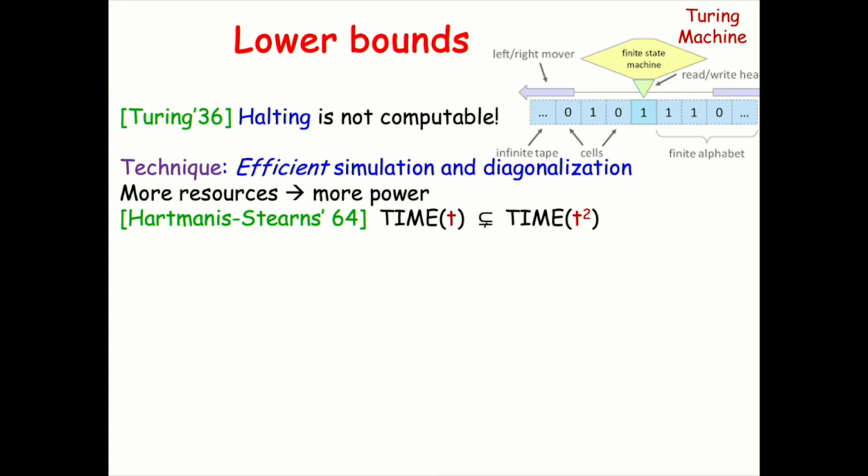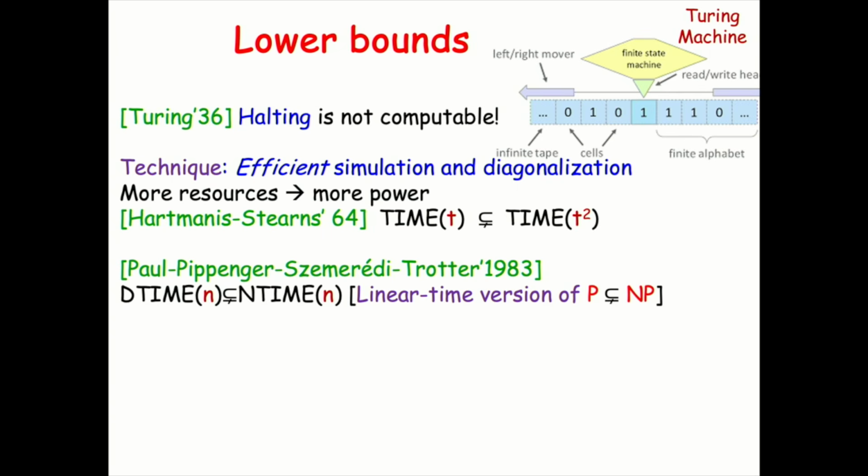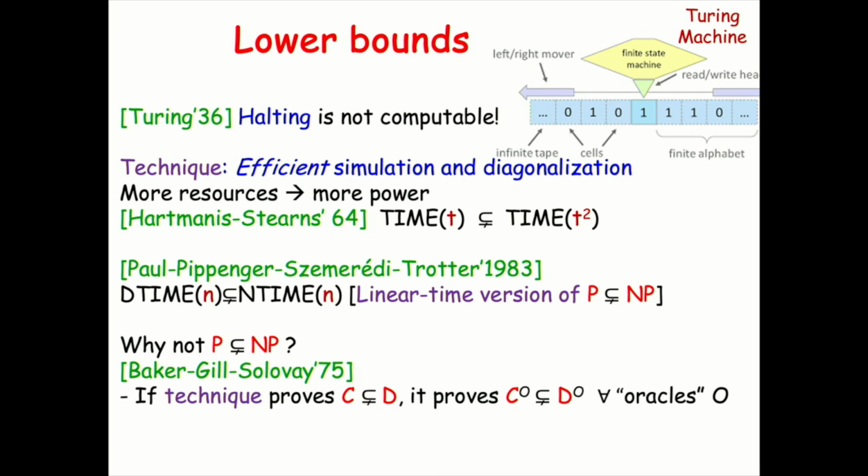For example, it can show that if you have more time, you can compute more functions. That's very important, the time hierarchy theorem. You can prove, with more combinatorics, a small version of the P versus NP problem. So the linear time version of P versus NP is in fact proved. So you might ask yourself, what's the problem? We can use this technique to prove P different than NP, and Baker, Gill, and Solovay realized that this technique alone will not suffice.